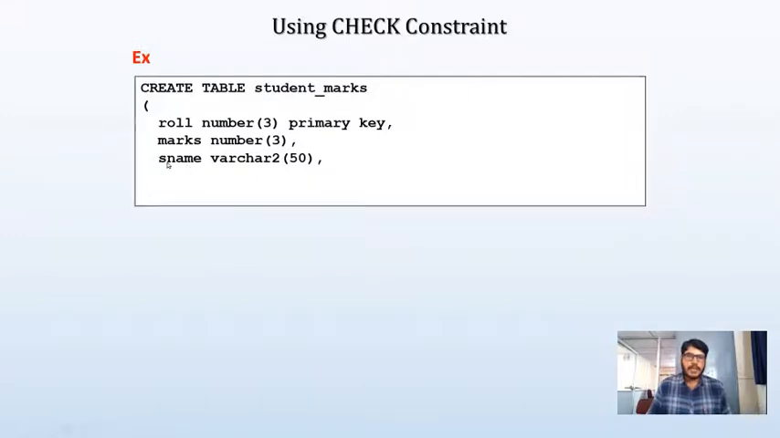And after this, now I want to implement what? Check constraint for marks.